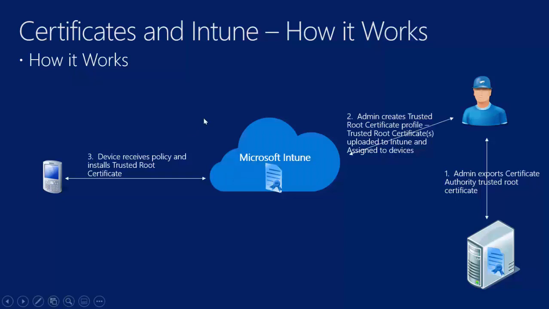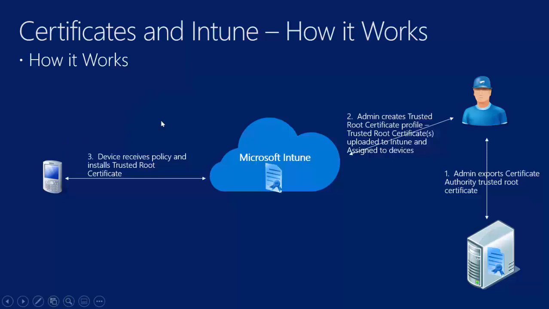Here's a little bit about how it works. First, you're going to have an admin who is going to export the trusted root certificate from your certificate authority. Then, once we have that certificate, the admin is going to create a trusted root certificate profile and upload the trusted root certificates into Intune. Intune will then store those trusted root certs. Once they're in Intune, you can create a policy and assign that policy to your devices. The device will receive the trusted root cert. The trusted root cert deployment is the simplest of all cert profiles in Intune, right? Works very, very well, very seamlessly.